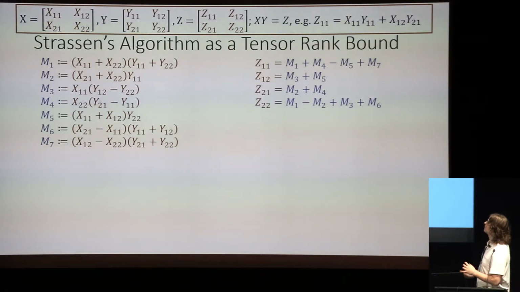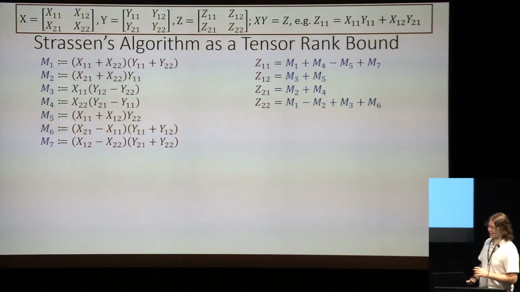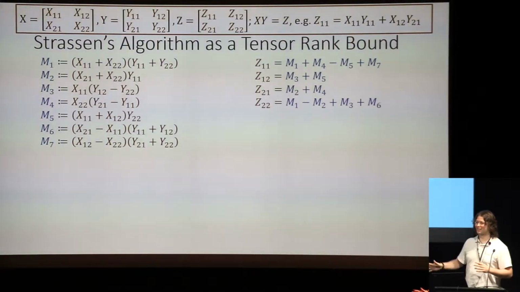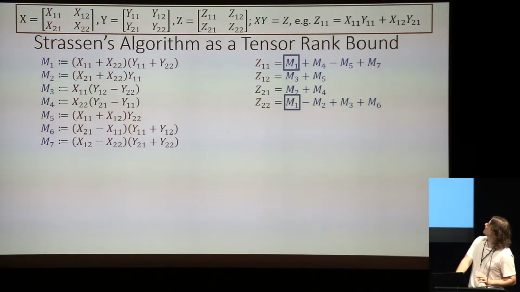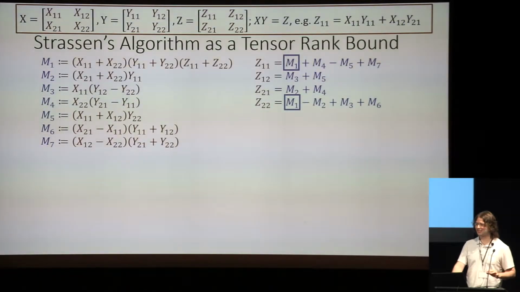Well, here's Strassen's algorithm again. And I have these nice bilinear forms on the left, and I want to turn them into trilinear forms. So let me show you what I'm going to do by example. So starting with M1, I'm going to find all the places on the right where M1 appears, and I'm just going to multiply M1 by those z variables.